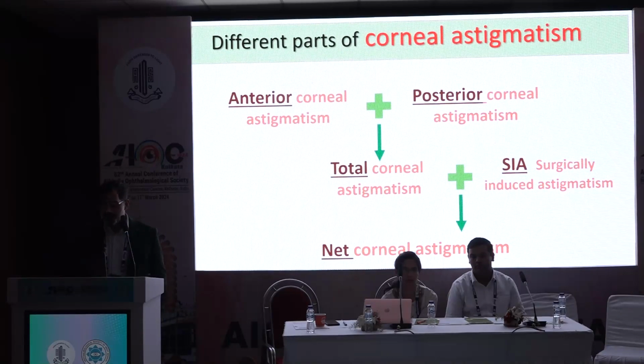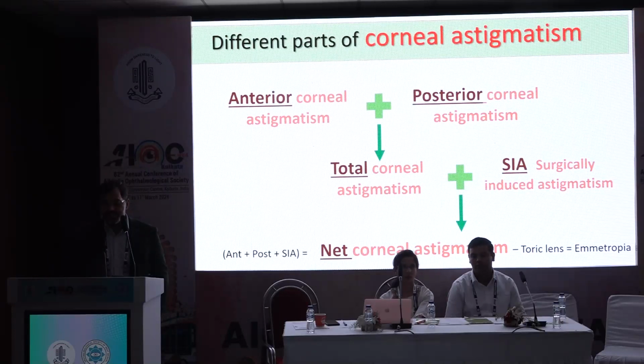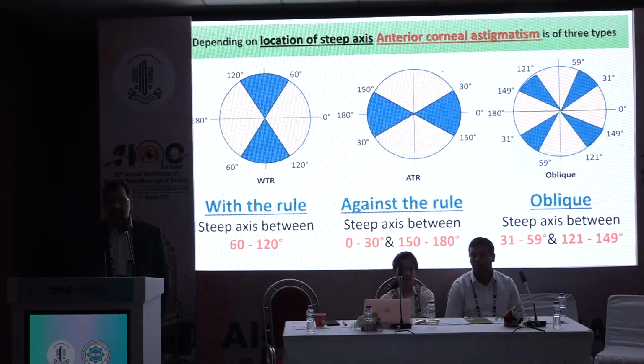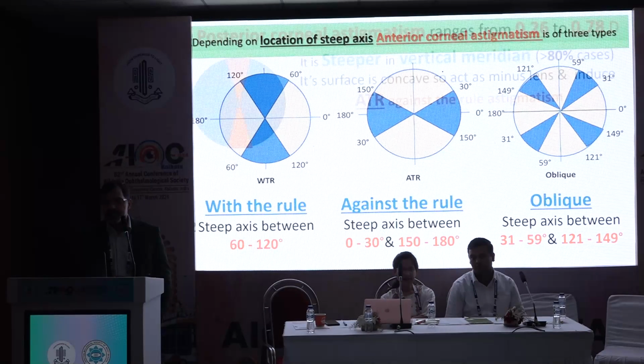This term is commonly used in Barrett toric calculators: net corneal astigmatism. So anterior plus posterior plus SIA is equal to net corneal astigmatism, and if we neutralize this by a toric lens, we will get total emmetropia if it is totally neutralized. Depending on the location, anterior corneal astigmatism is of 3 types. With the rule, when the steep axis lies between 60 to 120 degrees. Against the rule, when it is 0 to 30 and 150 to 180, and the remaining is oblique.